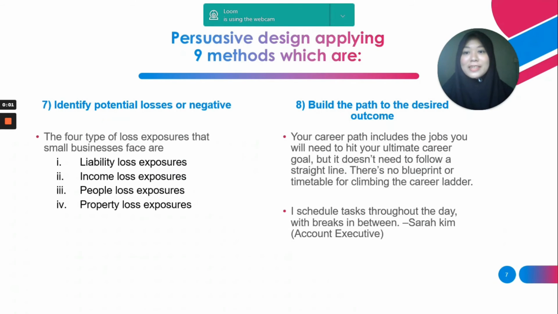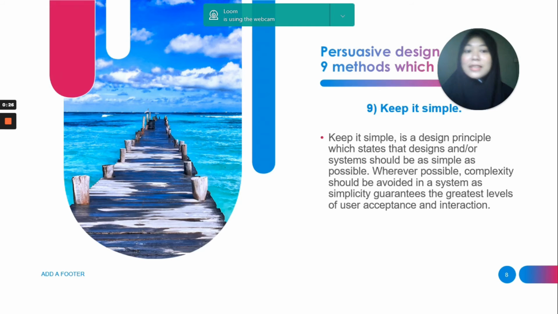So number 8 is build the path of desired outcome. Your career path includes the jobs you will need to hit your ultimate career goal, but it doesn't need to follow a straight line. There is no blueprint or timetable for climbing the career ladder. I schedule starts through the day with breaks in between. That's from Sarah Kim. So the ninth is keep it simple. Keep it simple is a design principle which states that designs and systems should be as simple as possible. Wherever possible, complexity should be avoided in a system, as simplicity guarantees the greatest level of user acceptance and interactions.